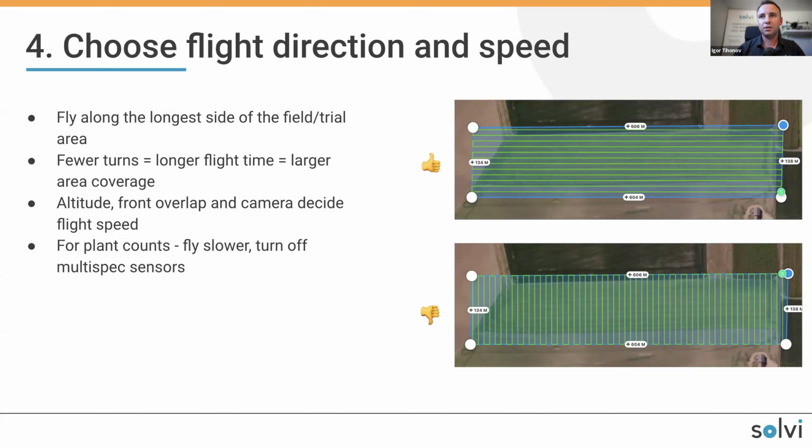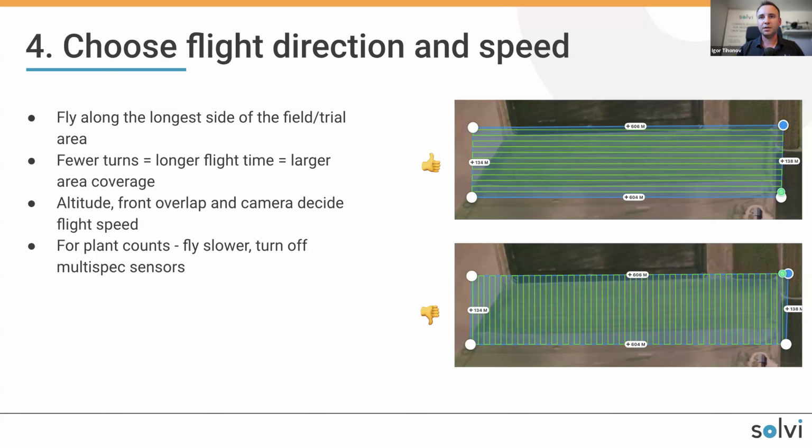Also, depending on the frontal overlap that you choose and the altitude that you fly, the flight planning app will usually suggest a range of speeds that you can fly at. If you're doing plant counts, it's really important that the imagery is crisp and sharp. So I would recommend staying on the lower side, flying lower and collecting better imagery.